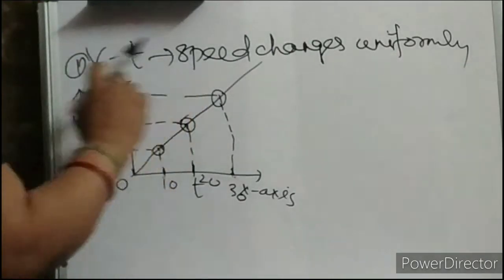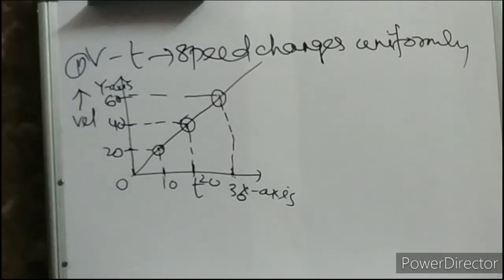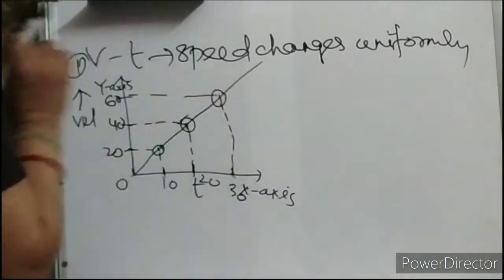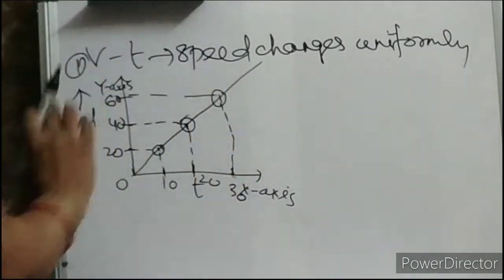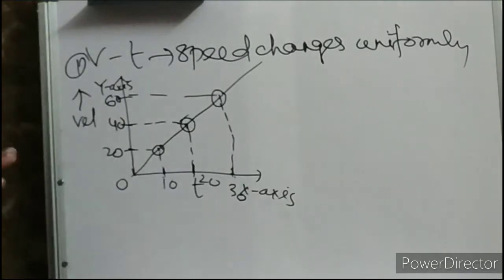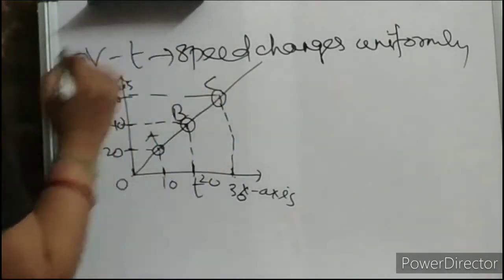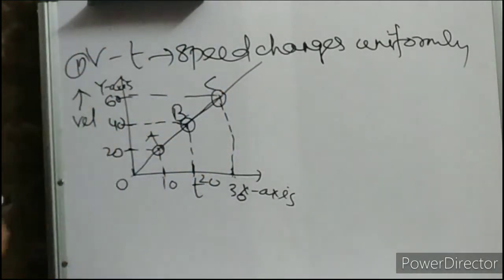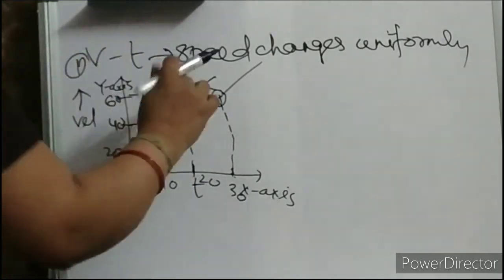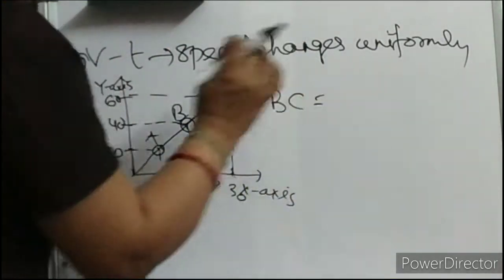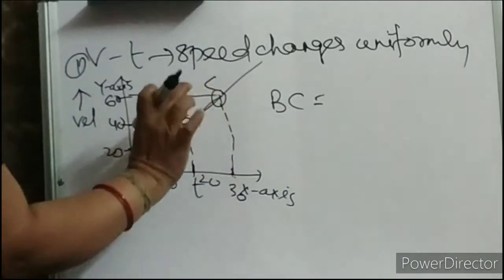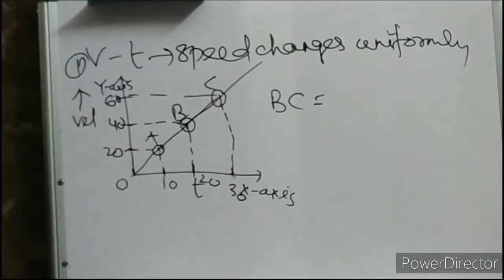Now let us see what is the slope of velocity time curve. Slope means this divided by this. Already I have told you, y2 minus y1 divided by x2 minus x1. Suppose this is your A, this is your B, this is your C. So between these 2 points, I want to find out the slope. That means change in speed. Corresponding to this BC point, what is the change in speed?